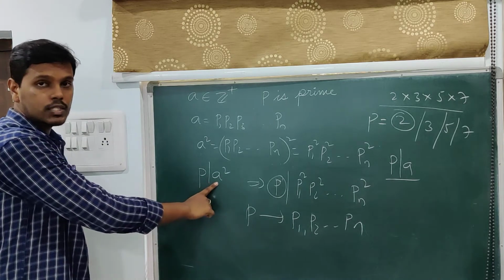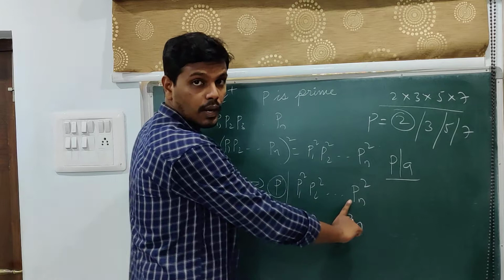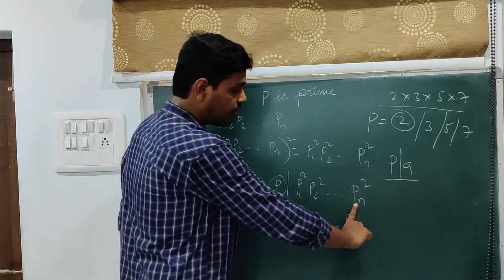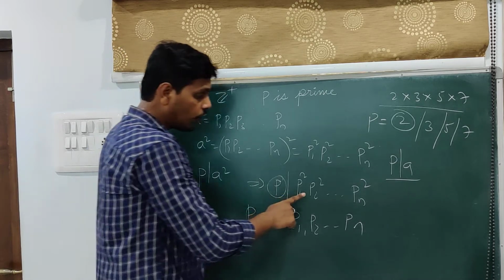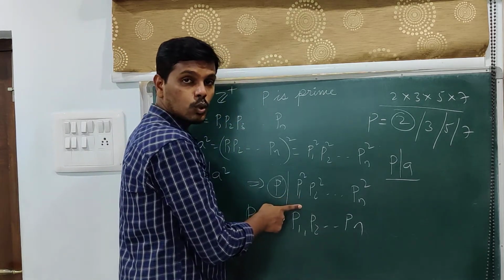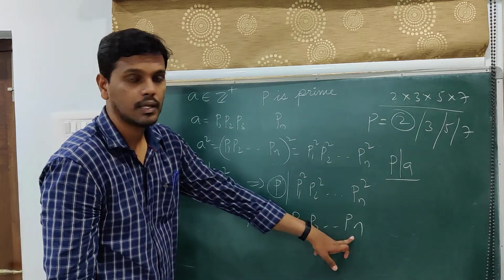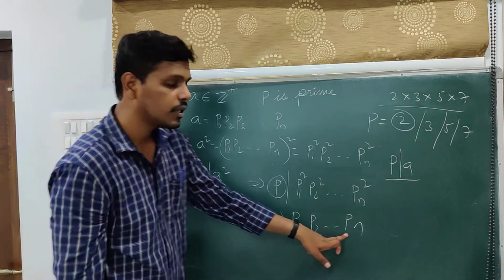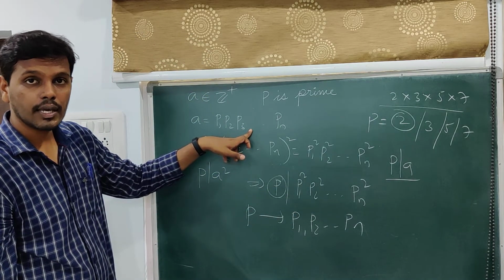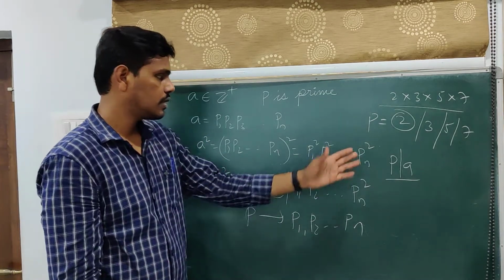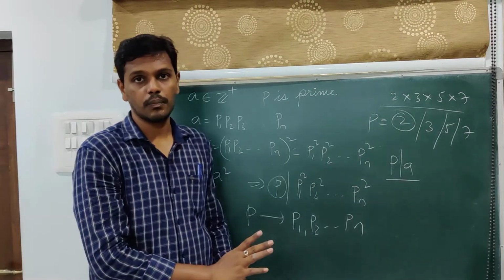Now when P divides A square, then P should divide this entire product. This is the product of prime numbers. If the product of prime numbers is divisible by a prime number, then that prime number should be one of the prime numbers P1, P2, and so on, Pn, which means that P is one of P1, P2, and so on, Pn. If P is in the prime factorization of A, then that P divides A. So that is what I have written, P divides A. So that is it with regard to this theorem.